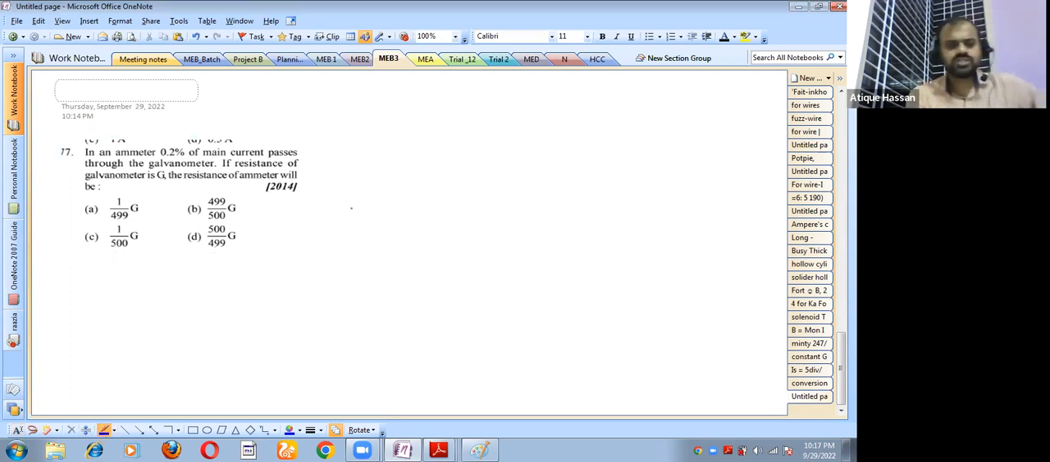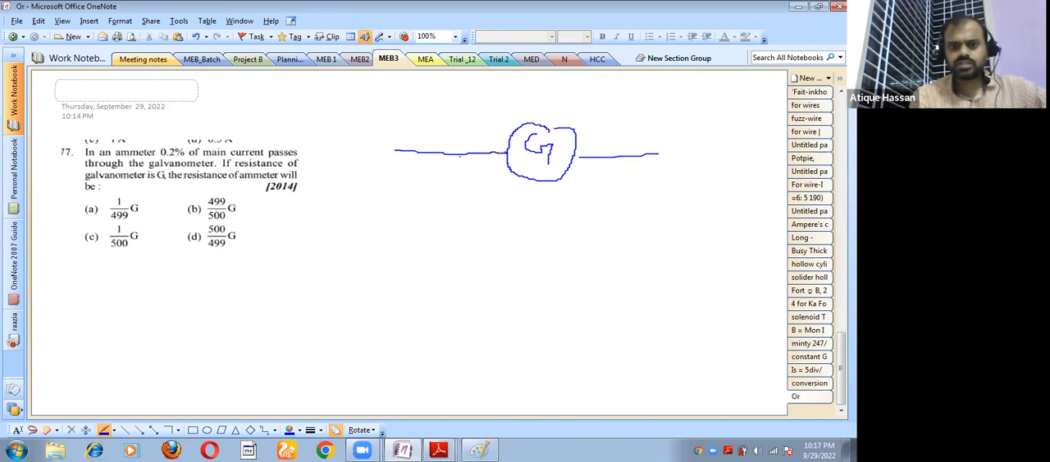So the question says, in an ammeter 0.2% of the main current passes through the galvanometer. How do we convert a galvanometer to an ammeter? We shunt it. So we shunted it like this. Suppose this is S, and suppose the main current is capital I. It says that 0.2% of the main current passes through the galvanometer. What does it mean? Suppose this current is IG.